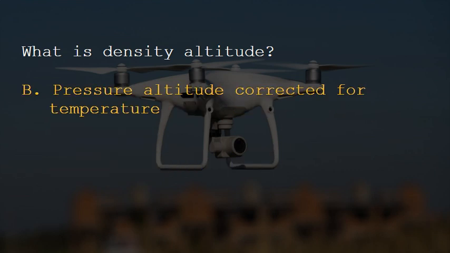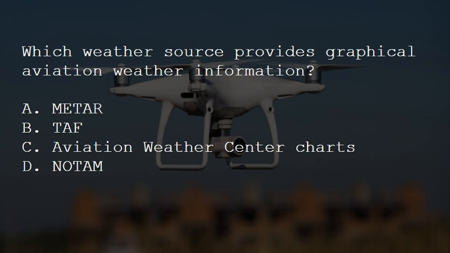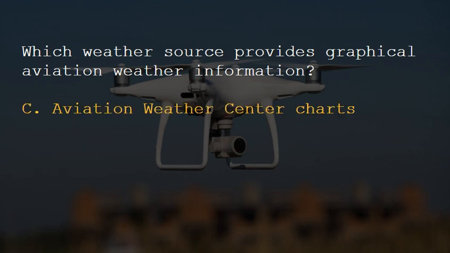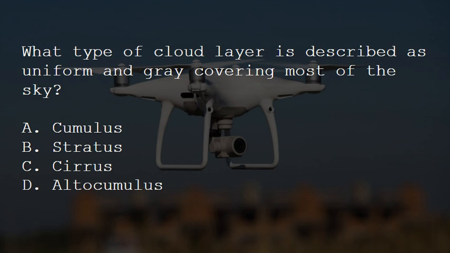The answer is B. Pressure altitude corrected for temperature. Which weather source provides graphical aviation weather information? The answer is C. Aviation Weather Center charts. What type of cloud layer is described as uniform and gray covering most of the sky?